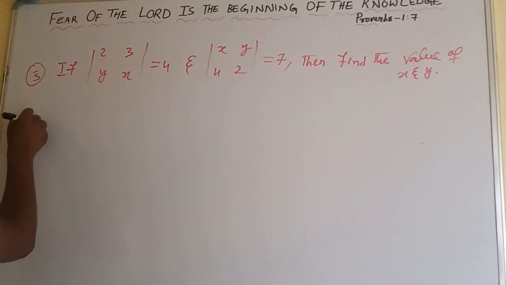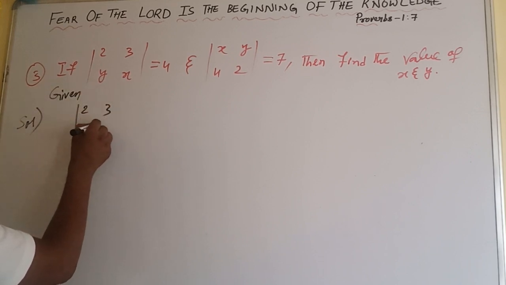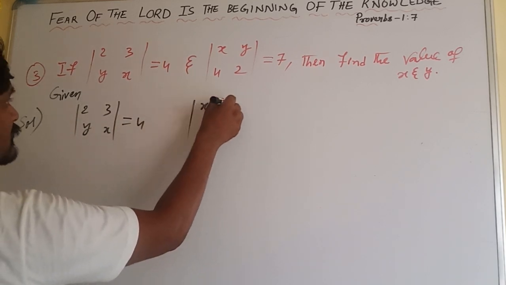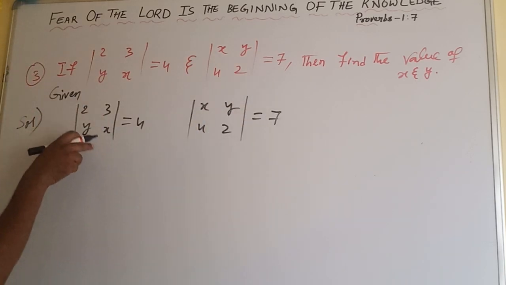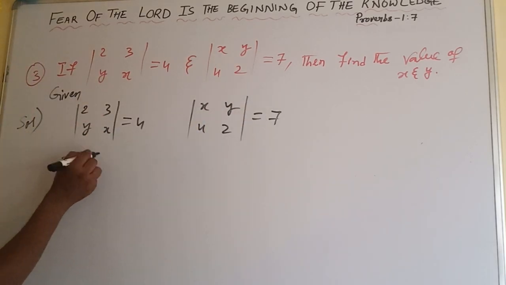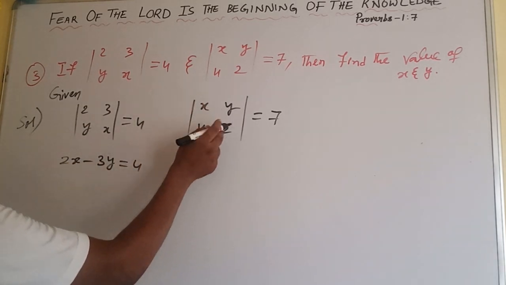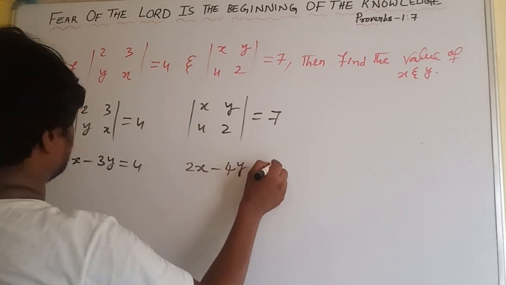So now the solution, I'm writing here. Given |2 3; y x| is equal to 4, here also |x y; 4 2| is equal to 7, then ad minus bc: 2 into x, 2x, minus 3 into y, 3y is equal to 4, and here 2 into x, 2x minus 4 into y, 4y is equal to 7.